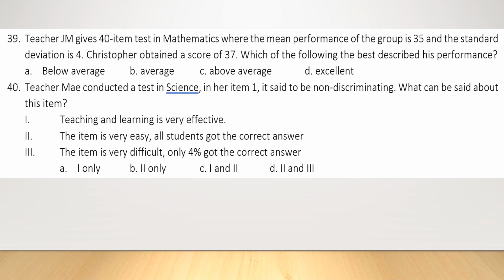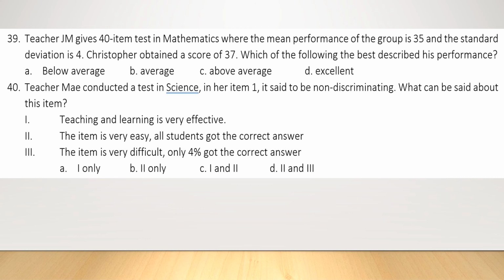Number 40. Teacher may conducted a test in science. In her item 1, it's said to be non-discriminating. Non-discriminating meaning the test item fails to discriminate students from upper group from the lower group. So, asaan man? What's the answer? Letter D. The item is very easy. All students got the correct answer. Sayo na kayo ang item. So, tanan nakakuha answer. So, wa ka naka-discriminate kung asa sa mga examinees ang bright o dili.